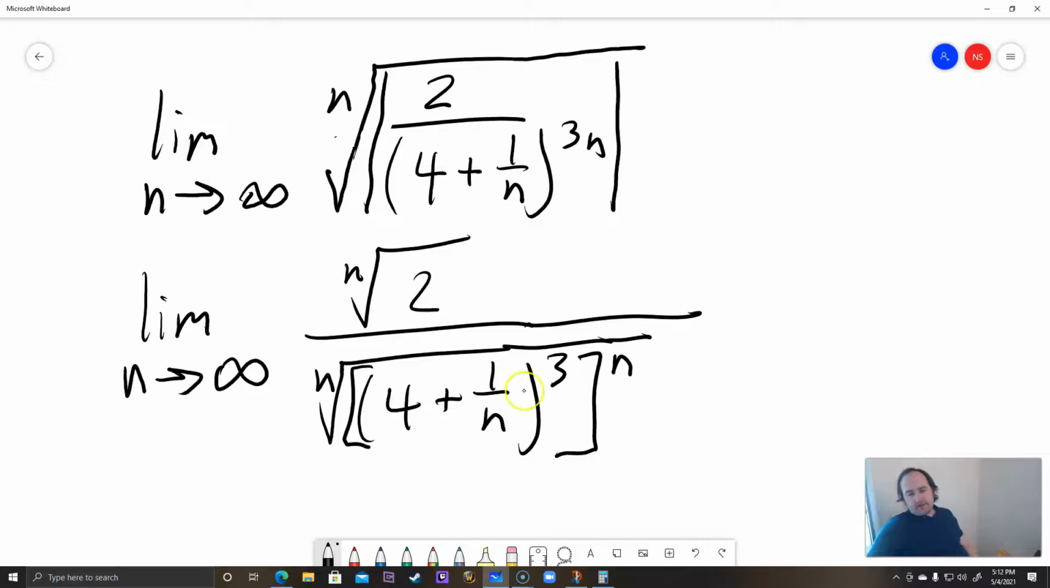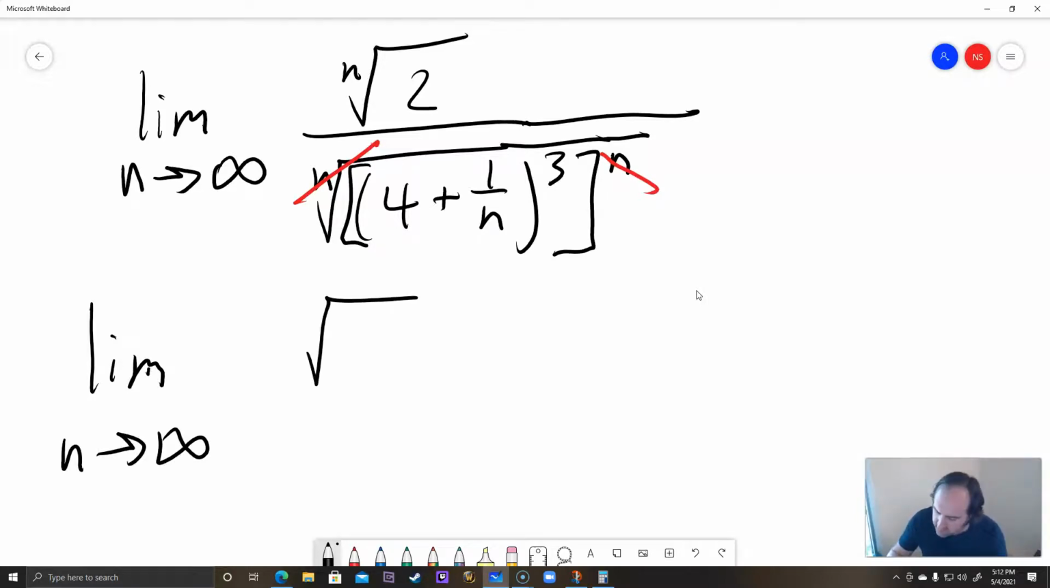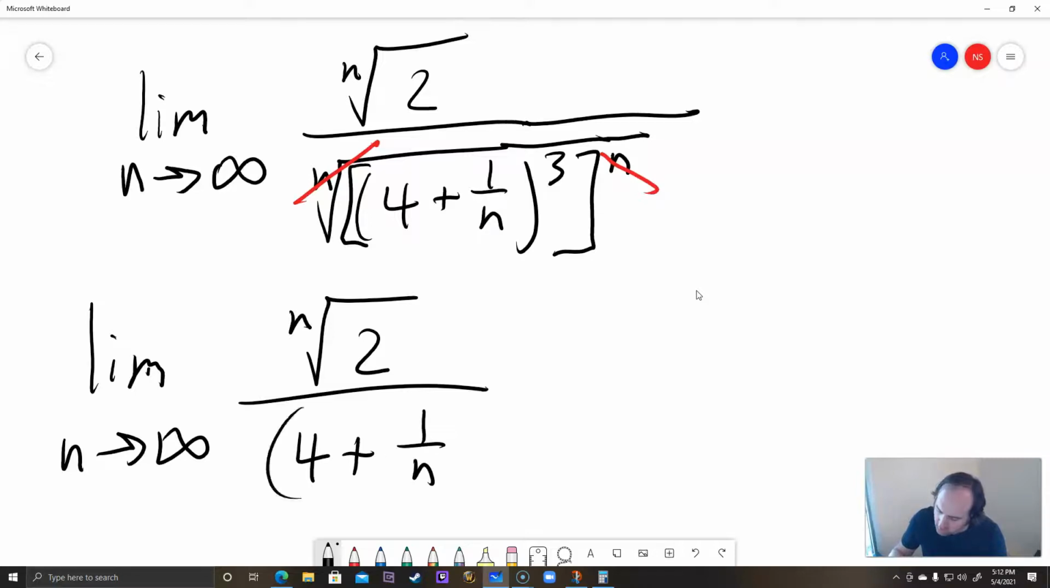And you're allowed to do that because if you're raising an exponential to a power, you multiply the exponents. So this is the same as raising it to the 3n power. Alright, and then you're going to notice that the nth root and the n cancel out. Alright, so then everything simplifies. So now we have the limit as n goes to infinity of nth root of 2 over 4 plus 1 over n, quantity cubed.